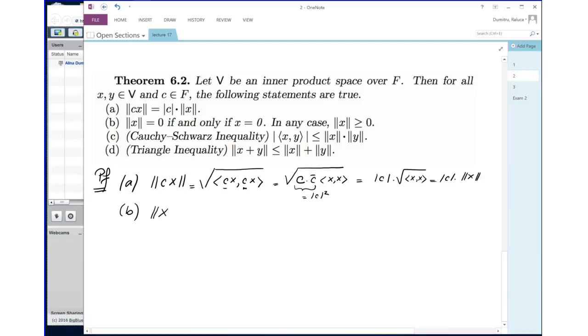And you get it out of this. So the norm of X, which is the square root of the inner product between X and X, is 0 if and only if the inner product between X and X is 0. And haven't we just proved that this is equivalent to X being 0? In any case, it says here, the norm is greater than or equal to 0. Of course it is, right? It's the square root of a positive number, so it's greater than or equal to 0.